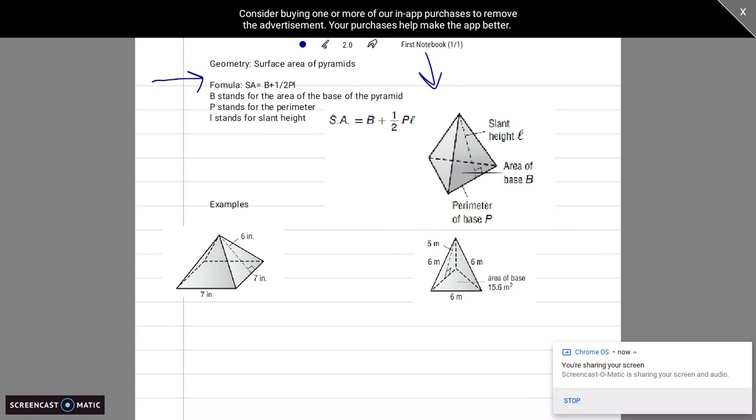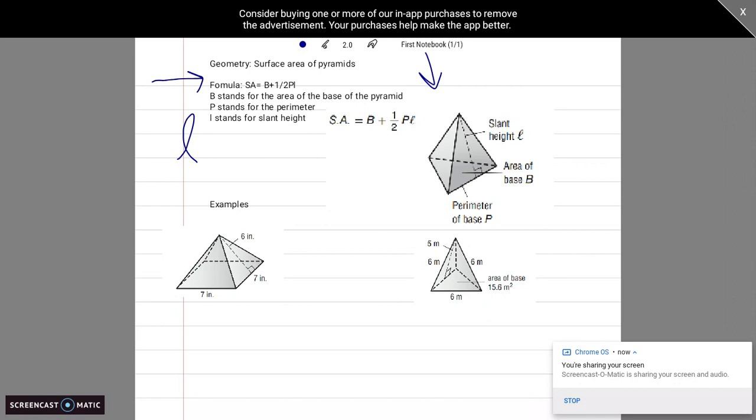I don't know why. So to find the surface area of a pyramid, you're going to take big B. So this is the second time we've seen big B for geometry so far. And that stands for the area of the base of the pyramid. And you're going to add that to 1/2 times P, which stands for perimeter, times L, which stands for slant height. So the L is going to be a lowercase cursive L that looks just like that. And it normally has to be given to you.